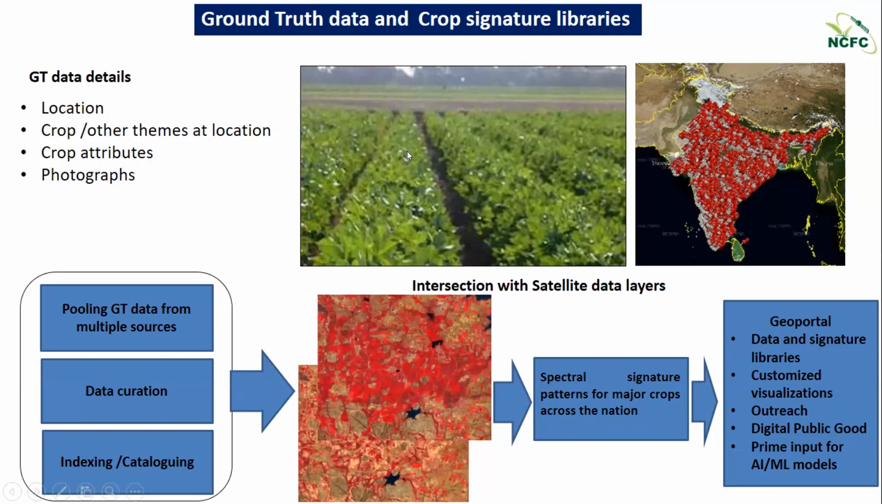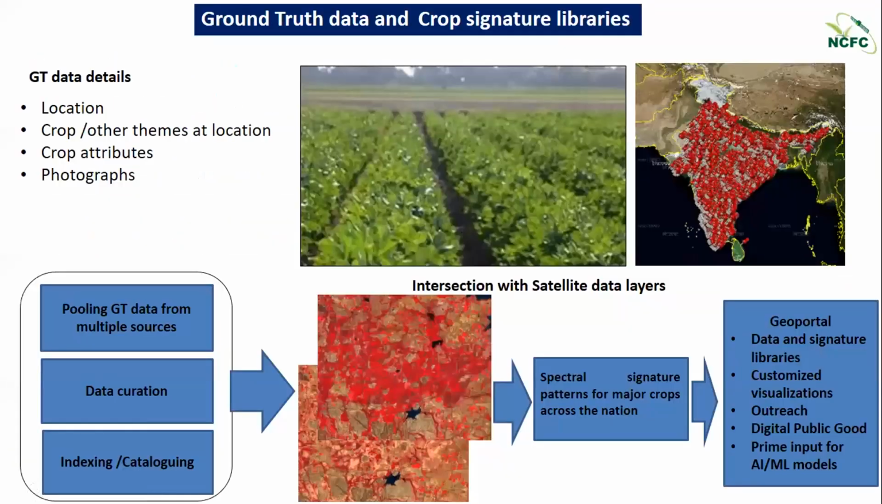Each location will have certain attributes about the crop condition, like approximate time of sowing and expected time of harvesting. What we are trying to do using these data sets is build some kind of library, because we have 4-5 years of past data, and a lot of Sentinel satellite data is available.